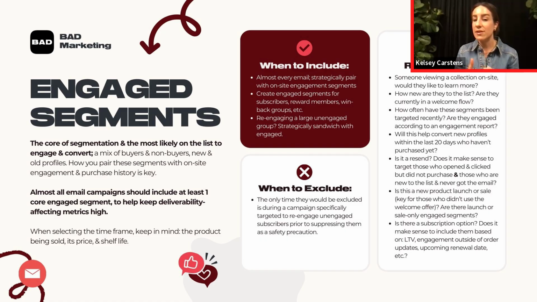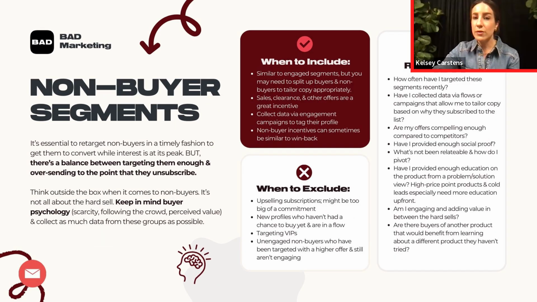So 5 day, 7 day, 14 day. And again, all of this is going to be for inclusions and exclusions and how you use those. The second one that we typically target the most is non-buyer segments. Targeting is very similar to engaged, but you may want to split up how you talk to non-buyers compared to other people who have purchased or are new to the list, especially for sales or launches, and how you cross-sell or upsell to them.